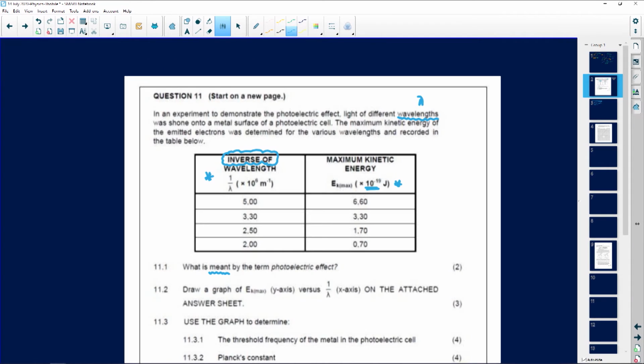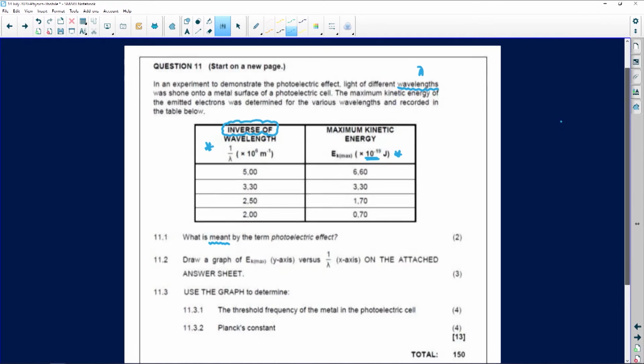So don't say, electrons are when the photon comes and hits the electron. No, that is not what they are looking for. You have to have a certain meaning of what the photoelectric is for. But in this case, this is the one that I've chosen. Now, let's go to the next question.